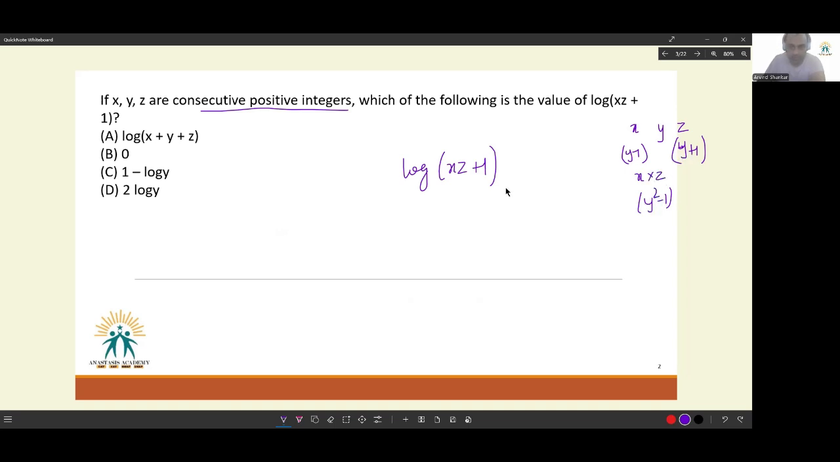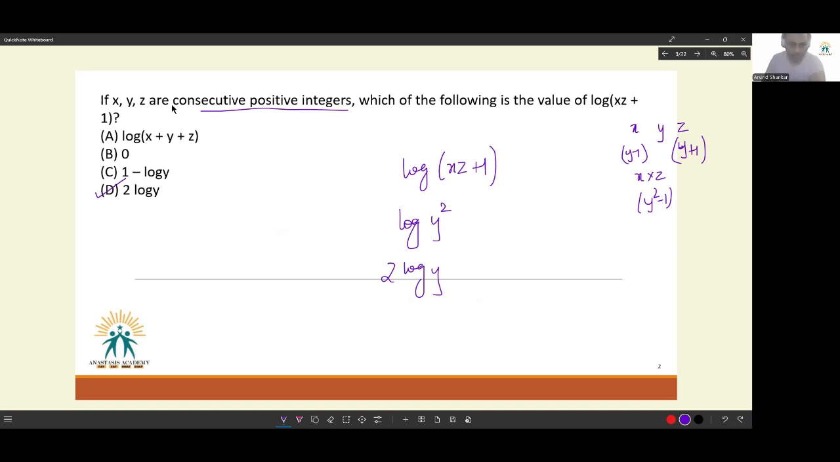Therefore, y square minus 1. Or this term will simplify to log of y square. Y square minus 1 plus 1 cancels out. This 2 will come to the front. We'll have 2 log y, which is option D. We can mark it this way. This is the more technical way of doing it.